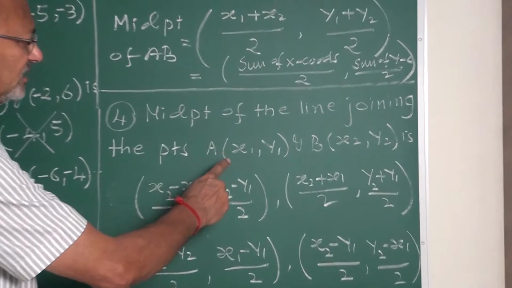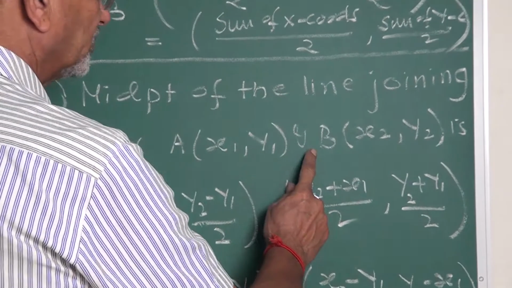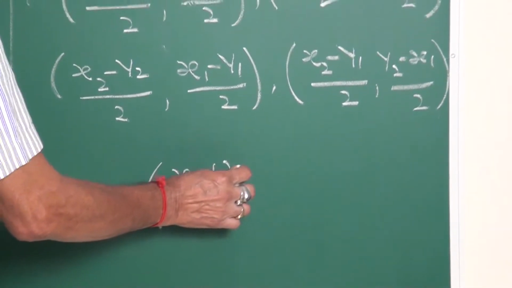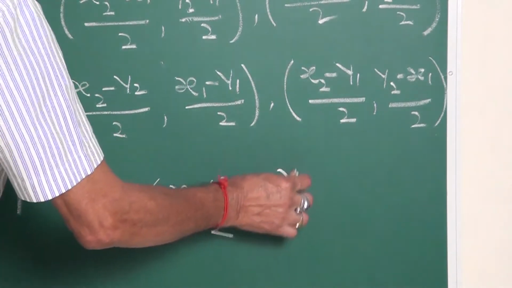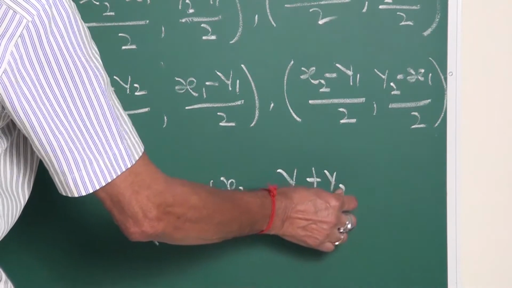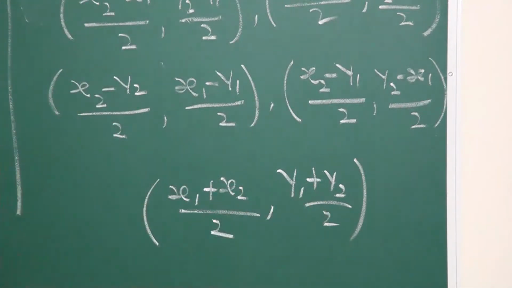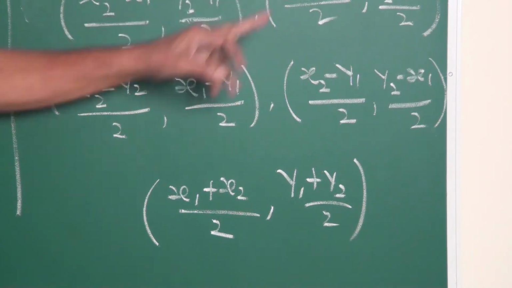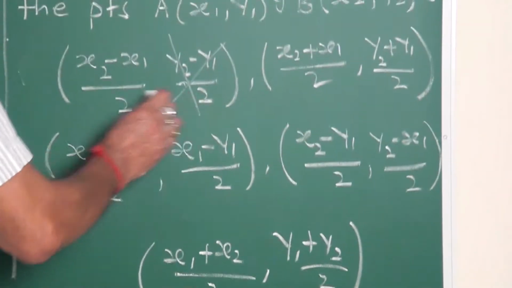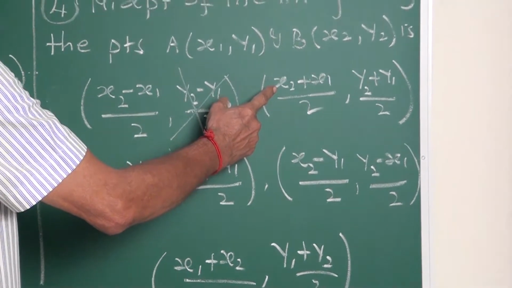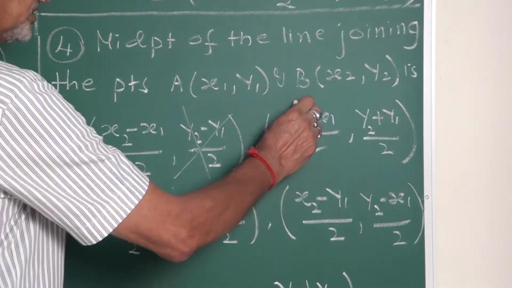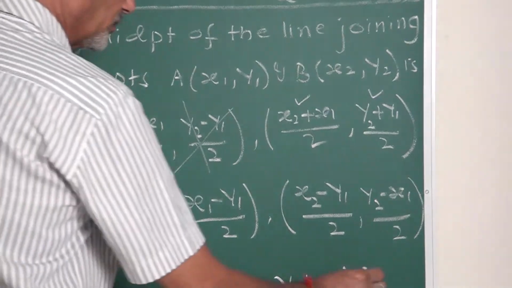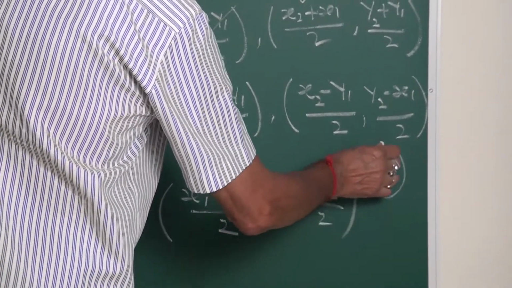Midpoint of the line joining A(x1, y1) and B(x2, y2). What is the formula? Add x coordinates divided by 2. Enough, no need of writing the y coordinate. Sum of x coordinates. Is it sum? No. Cancel it first, don't keep it. This is sum of x coordinates divided by 2. This is correct. This is sum of y coordinates divided by 2. Then this will be your option. What is that option? B.